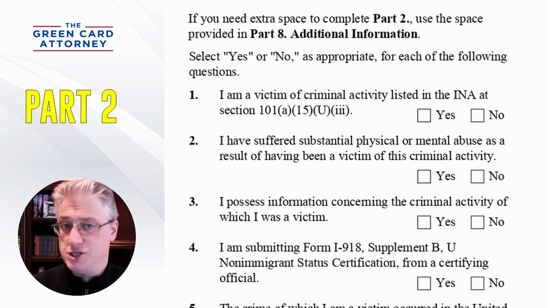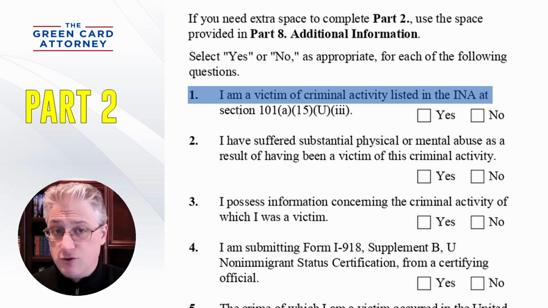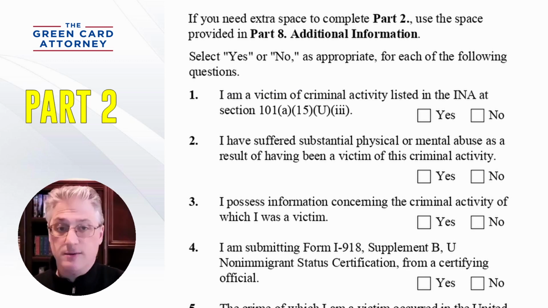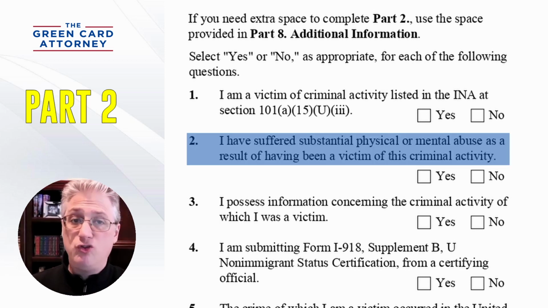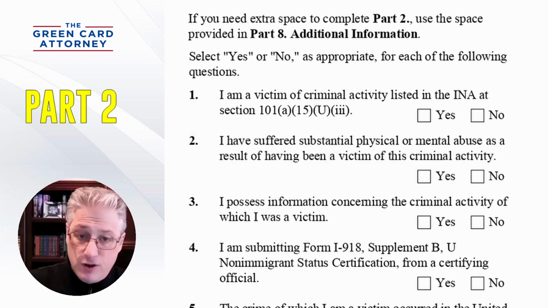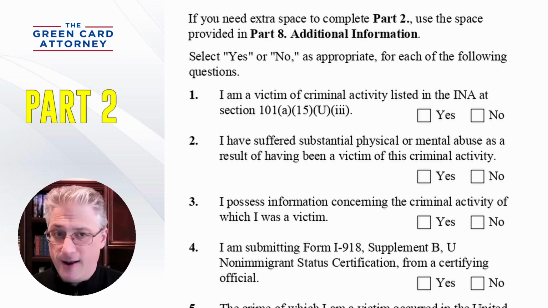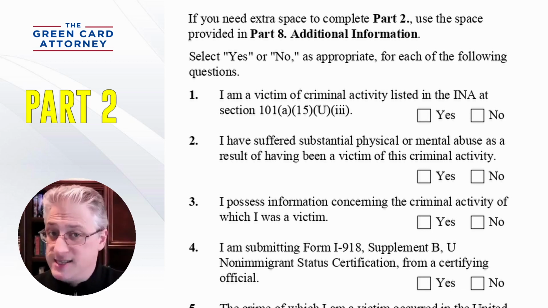Now, regarding the questions, starting with question 1, it asks you if you've been a victim of a qualifying crime. If the answer is no, guess what? You're not going to get a U visa. Question 2, it asks about substantial harm you suffered from this crime. For example, physical injury. My wife ran me over twice with the car and then hit me with a baseball bat. Well, that's pretty significant. Broken nose, broken bones, hospital. I'd say that's substantial harm.